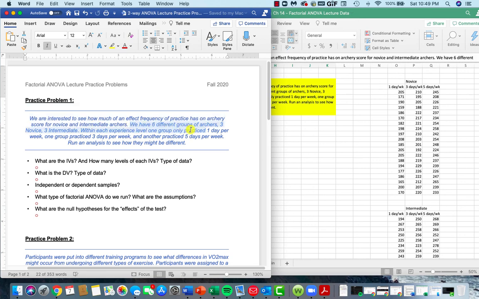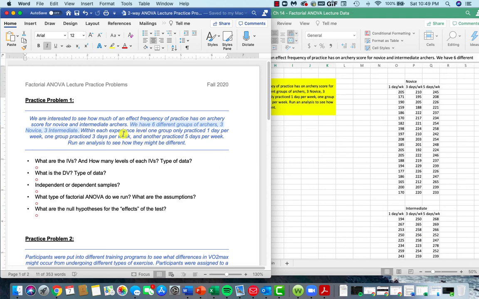Okay, it says we have 6 different groups of archers, 3 novice, 3 intermediate. So that'll tell you 6 independent samples, essentially, right? And then within each experience level, one group only practiced 1 day per week, one group practiced 3 days per week, and another group practiced 5 days per week. Thus, you can see we have 6 different groups in total. And you can see that in our Excel spreadsheet over here as well.